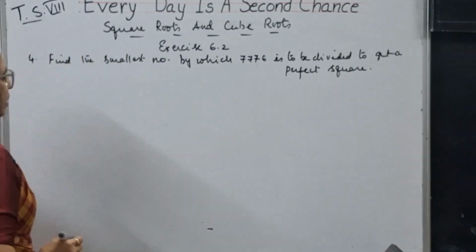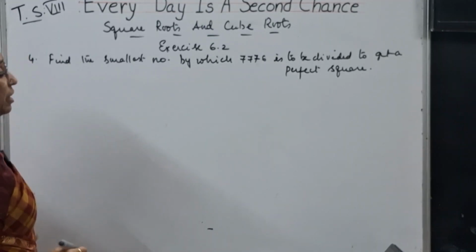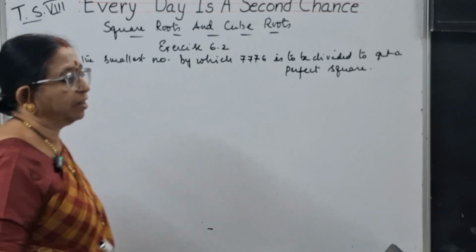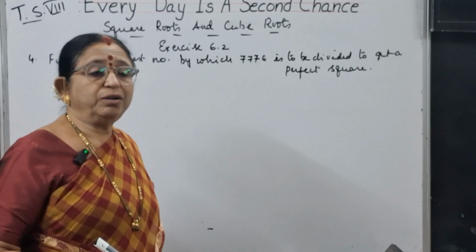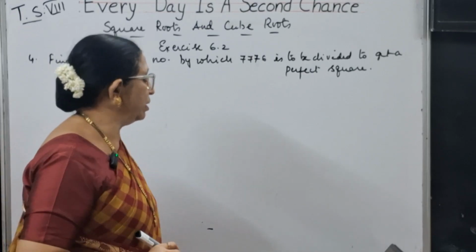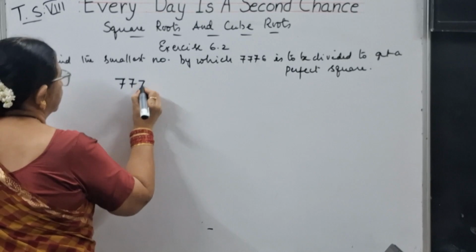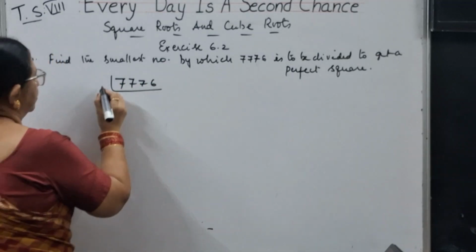That means, as you know, earlier we have done the sums. There is some number extra for this 7,776. If you take that number and divide it with the same number, you are going to get a perfect square. So let us take 7776. Let us go for prime factorization.